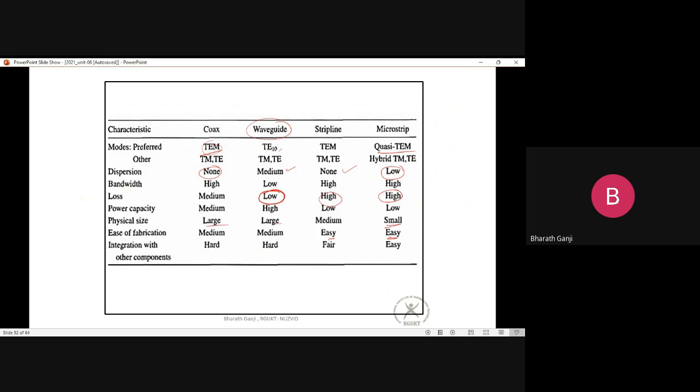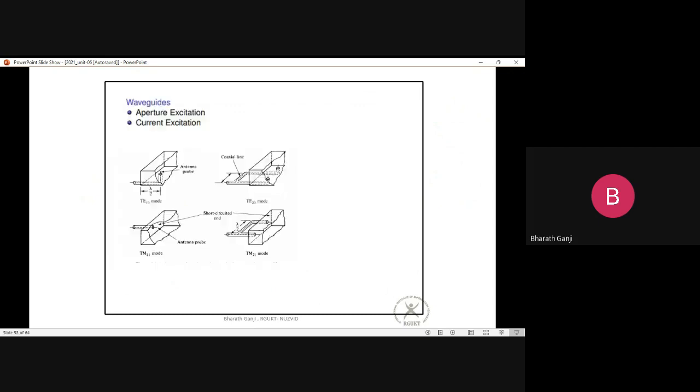Right. So that concludes the guiding waveguides and various waveguide structures. So the question is, how do you excite these waveguide structures? Okay. So let us talk about exciting waveguide structures, particularly rectangular waveguide structures.